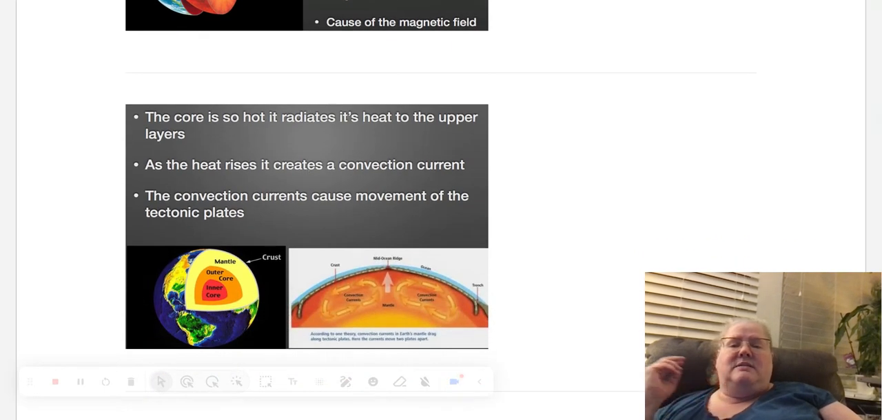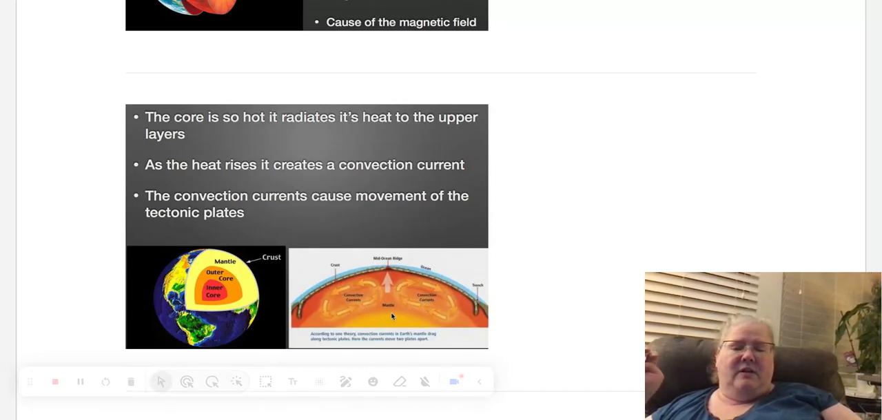So the core is so hot that it radiates heat all the way up through the upper layers. And we get convection currents going because of it. And those convection currents get this hot, hot stuff down here. And remember, hot liquids, hot fluids rise. In this case, it's a liquid. It's a sticky liquid called magma, but it's a liquid. And as it rises, it can actually push the crust in opposite directions.